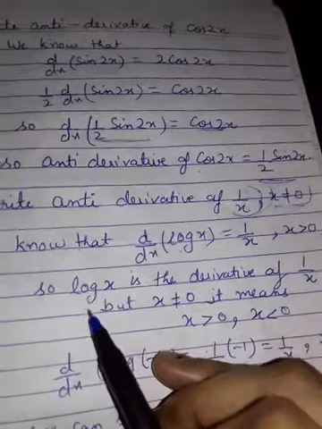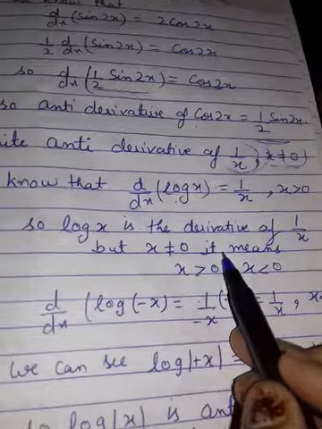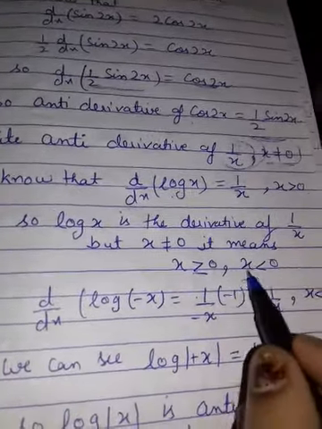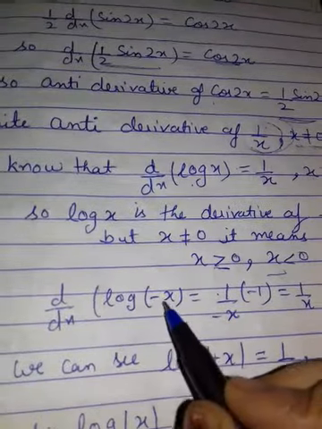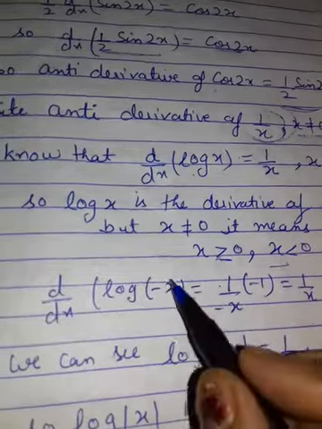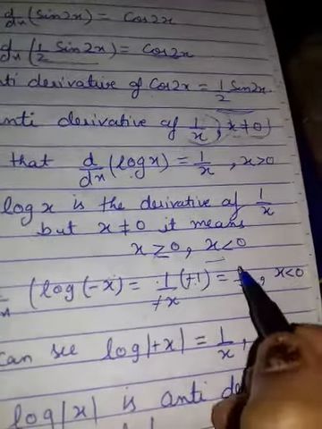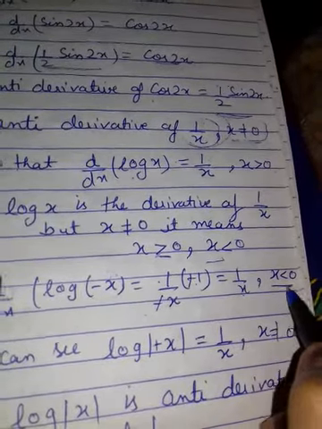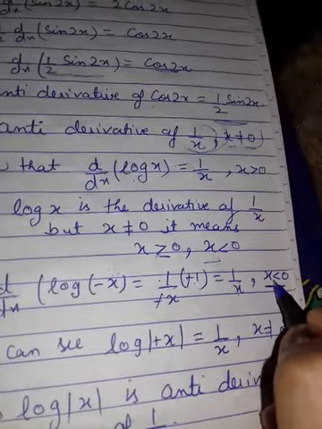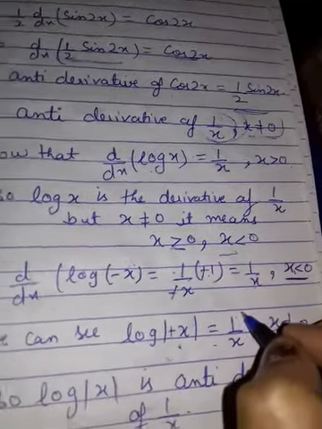But x not equal to 0 means x can be any value. For x greater than 0 we can write log x. But for a negative value, when log of minus x is there, its derivative is minus 1 upon x, and we take the derivative of the inner minus 1. Minus minus cancels, so we get 1 by x when x is less than 0. So whether x is less than 0 or greater than 0, the derivative of log of mod x equals 1 by x.